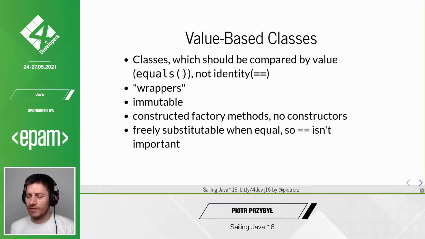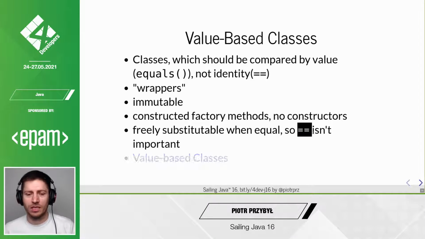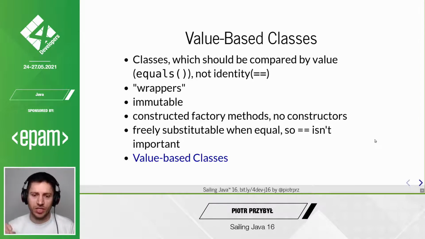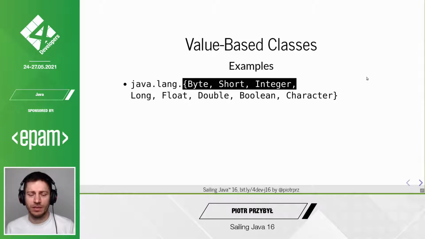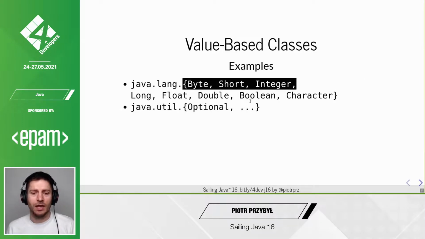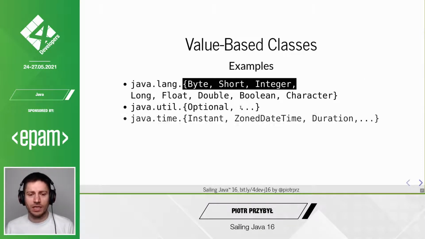As I said, when you have a 42, it doesn't matter if it's this 42 or another 42. 42 is 42, and that's it. So we don't compare them using double equals. There's a nice description of value-based classes, because the definition changed slightly recently, and we have some examples. These are all the integerish types, the whole family of these types, Optional, OptionalDouble, OptionalInt, and so on.